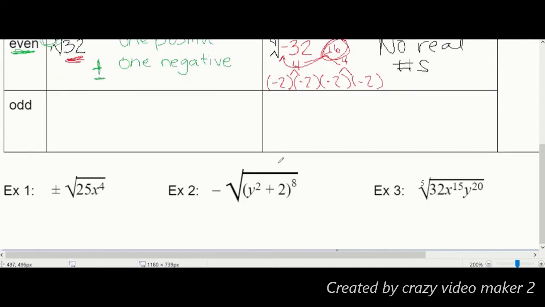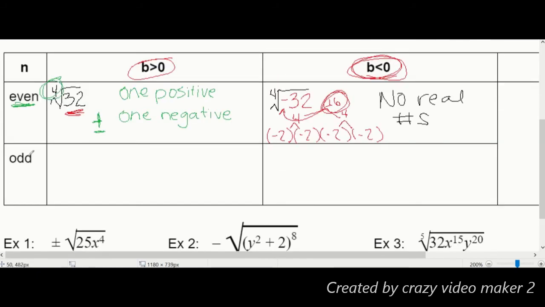If we were to have an odd number for our n, so if we were to have something like 5 for the outside and then the fifth root of 32. So here again, our b is bigger than 0, and this time our n is odd. 5 is odd: 1, 3, 5, 7. So then what this is saying is, for an answer, what we would end up having is 1 positive as our answer. We're only going to get a positive out of this. We will not get a negative.